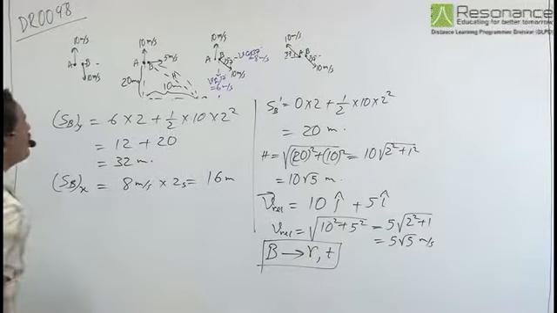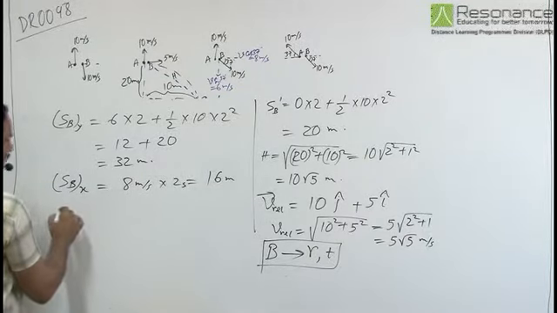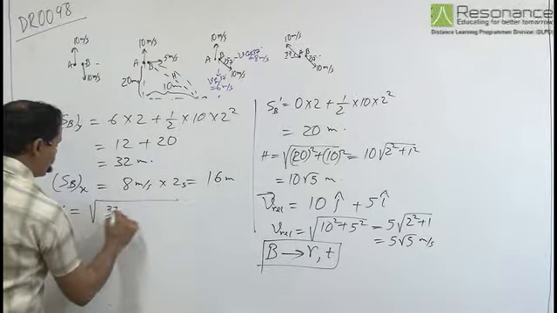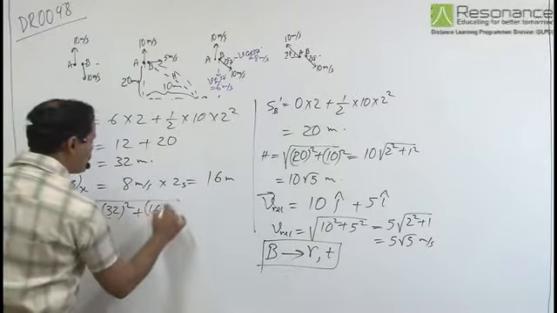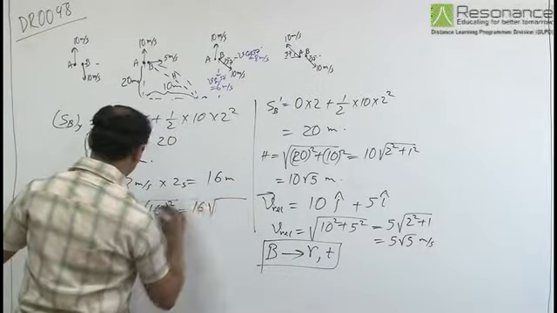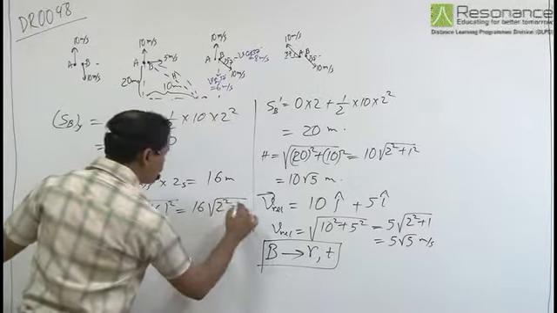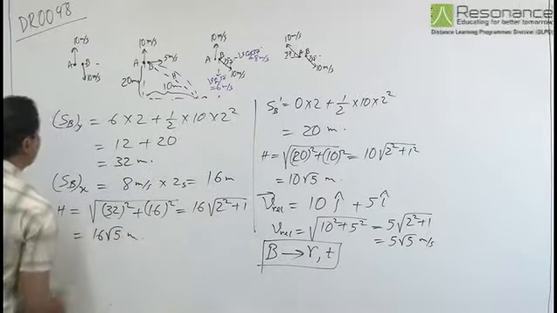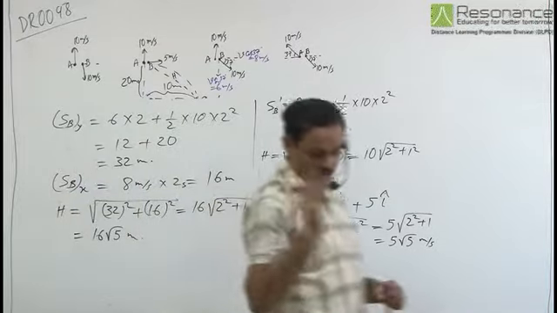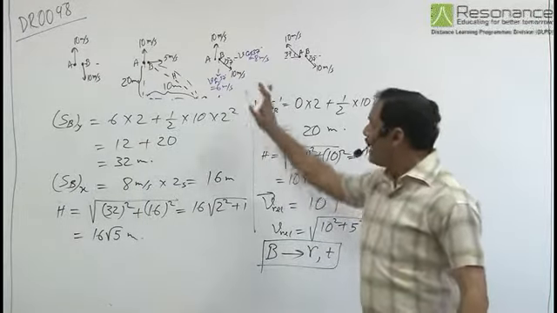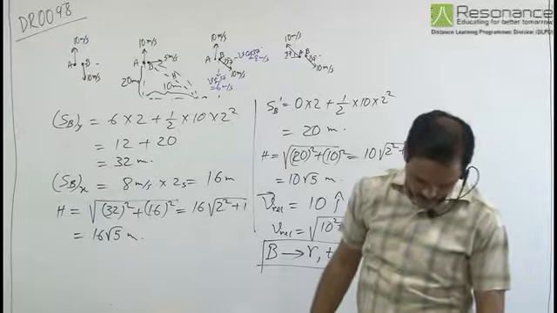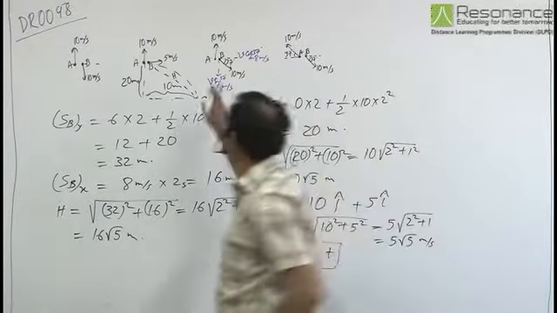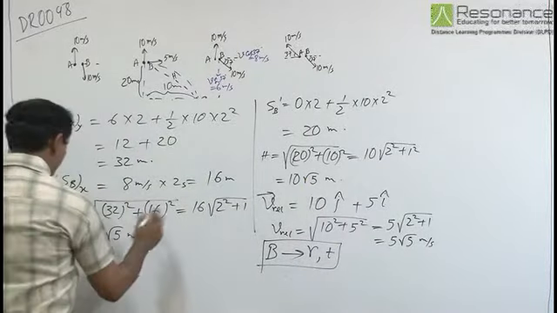So separation between A and B after 2 seconds, the distance, let it again be h, that is equal to 32 square plus 16 square, that is 16 root 2 square plus 1, that is 16 root 5 meter is the distance between A and B in third C situation. So P option is correct and relative velocity between A and B.